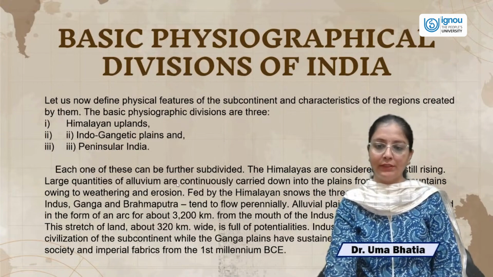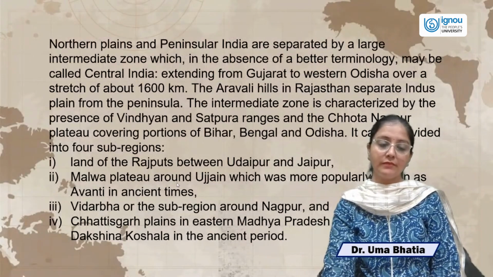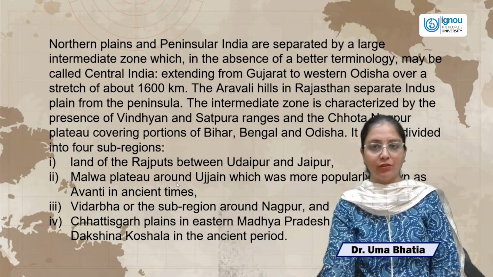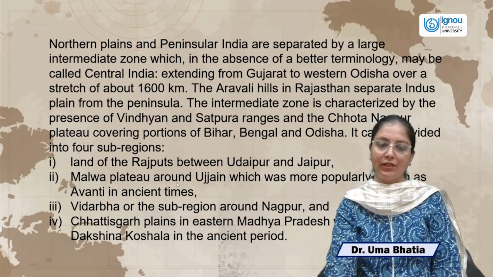Alluvial plains of northern India extend in the form of an arc for about 3,200 kilometers. Indus plains threw up the first civilization in the subcontinent, while Ganga plains have sustained and nurtured city life, state, society, and imperial fabrics from the first millennium BCE. Next, northern plains and peninsula are separated by a large intermediate zone, which, in the absence of better terminology, may be called Central India.